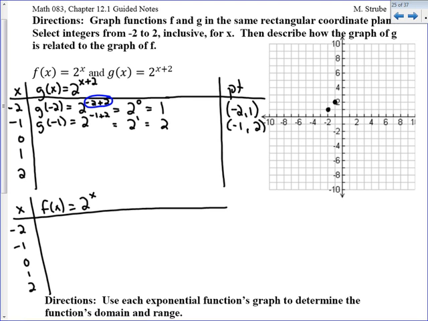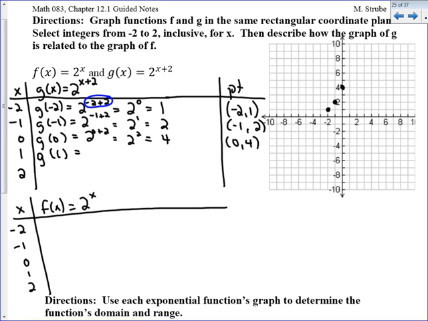And then we're going to do it again. g of 0 is 2 to the 0 plus 2, which is 2 to what power? 2. 2 to the second, which gives me 4. So my point is 0, 4. And then we're going to do it again. These aren't exciting. I know some graphing is really exciting. These graphs aren't very exciting.